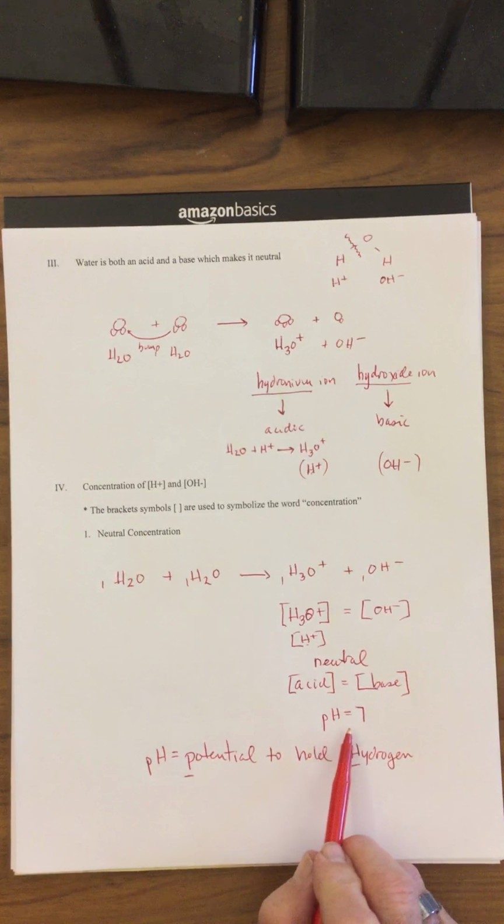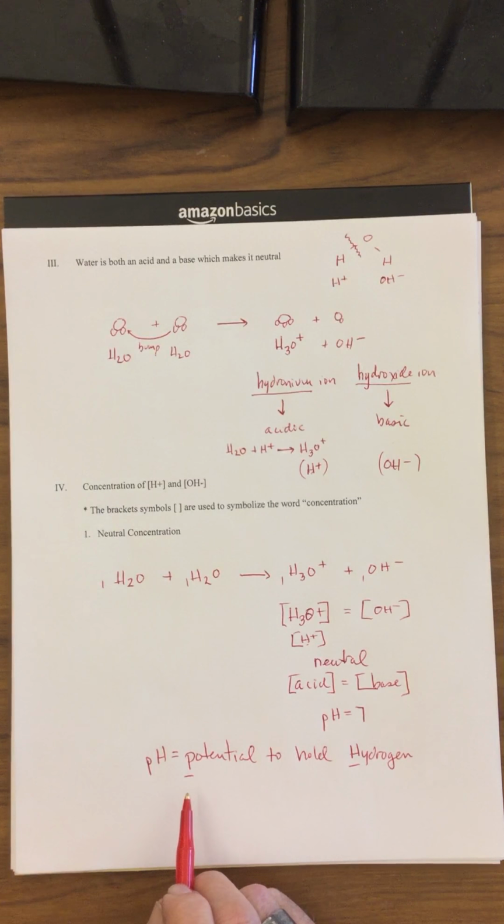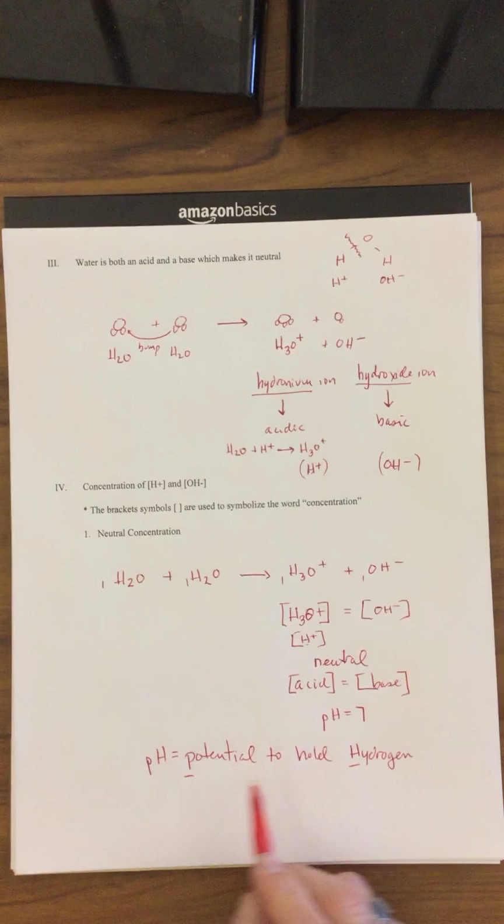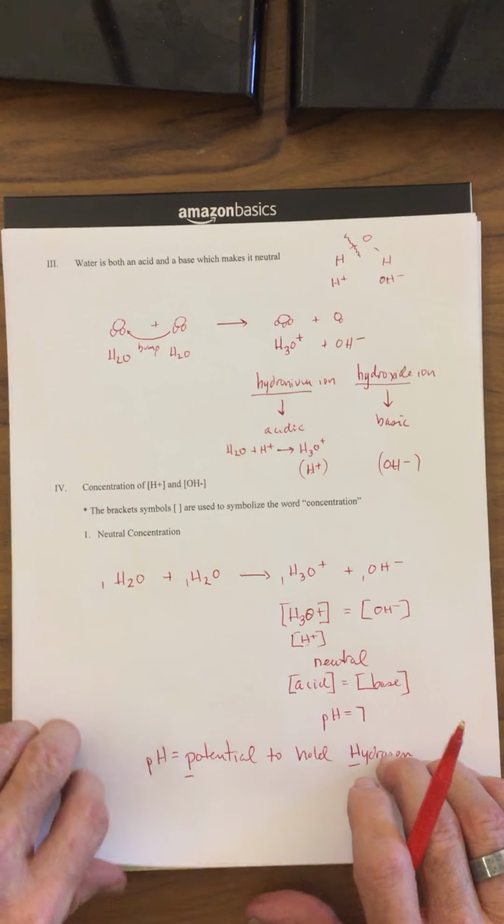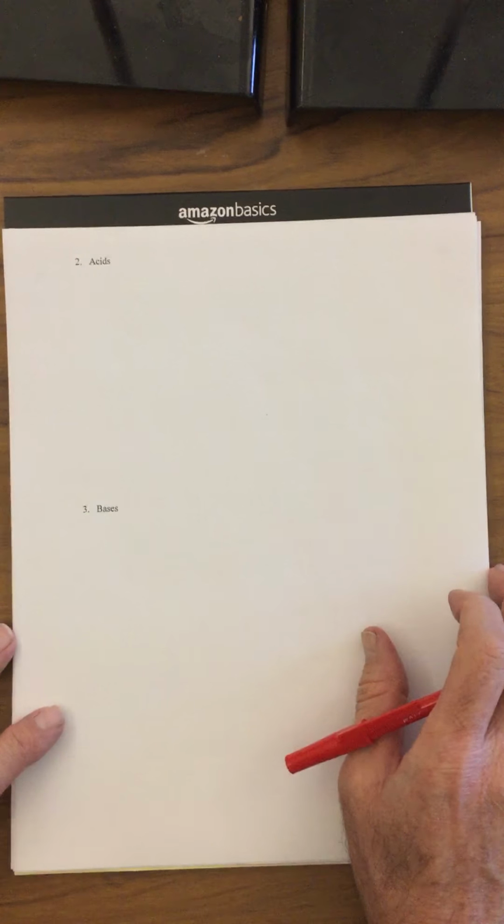Okay, so having a pH of 7, this is right in the middle of the pH scale. So there's very low potential for it to hold hydrogen, but very low potential to give it away as well. We're going to take a look at the potential changing when we make an acid or if we make a base. So let's take a look at acids.